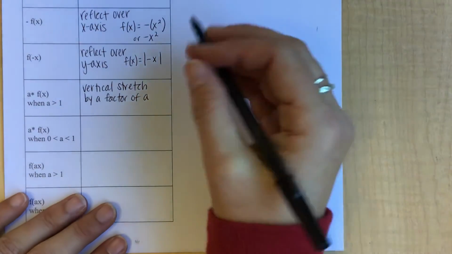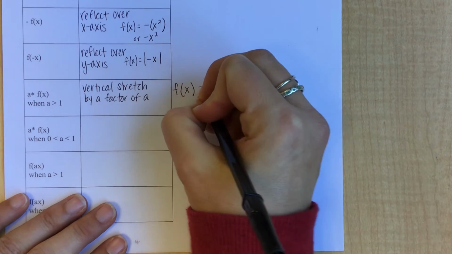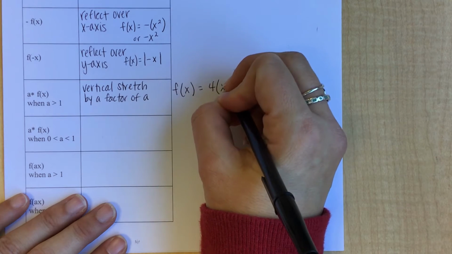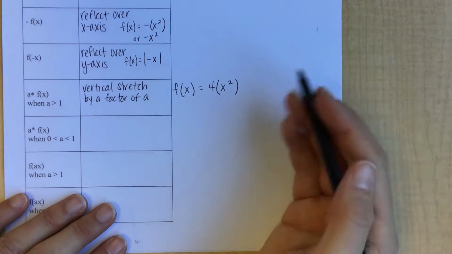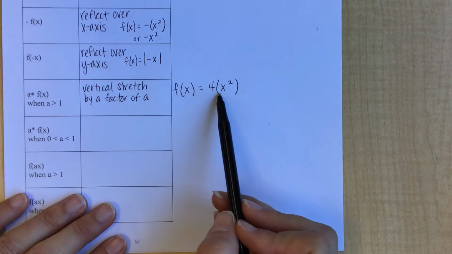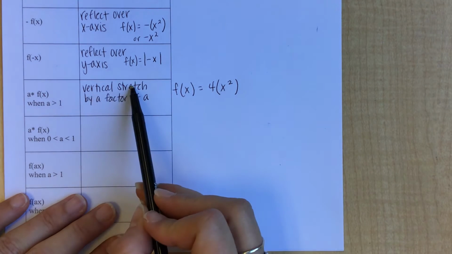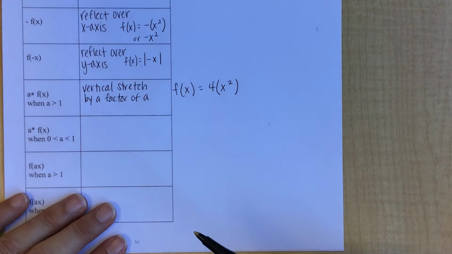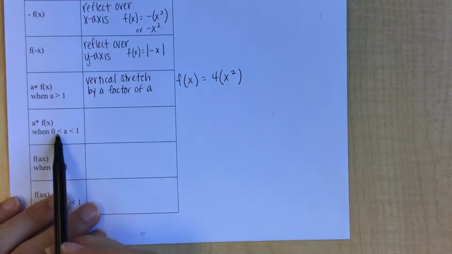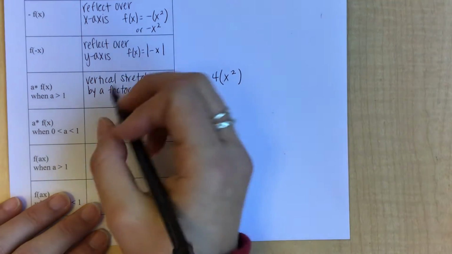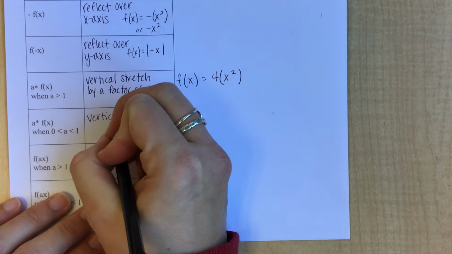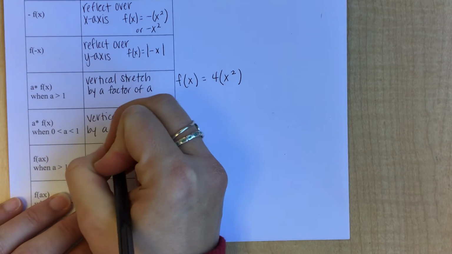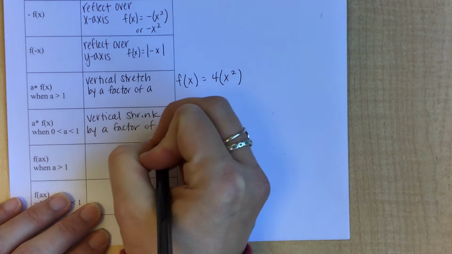So for example, we can say we have f of x equals 4 x squared, okay? So we would say that this graph is being vertically stretched by a factor of, and since our number is 4, we would say 4, okay? Now, when it's between 0 and 1, so it's that fraction, this is going to be a vertical shrink by a factor of a, so whatever that number is.